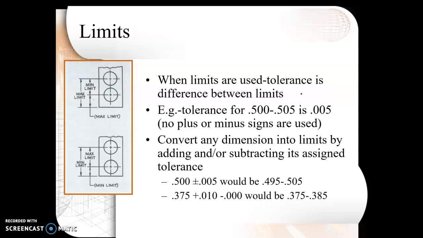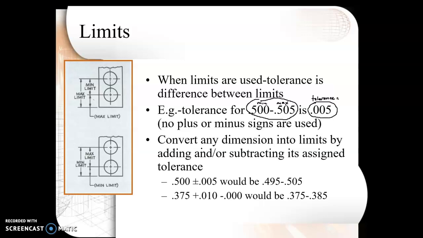So the total amount of tolerance is the maximum minus the minimum amount. So we don't describe it as a plus or minus amount. For instance here, if we had these two values as our minimum and maximum limits, we would just take the 0.505 minus 0.500 and get 0.005. So we would say that the tolerance equals 0.005, not plus or minus, just simply 0.005.